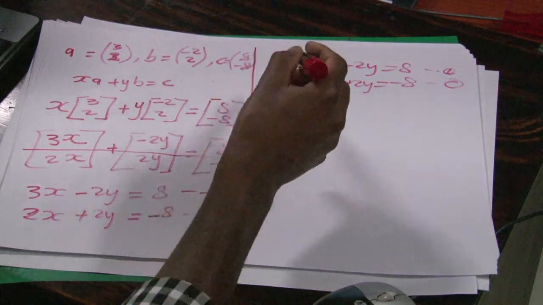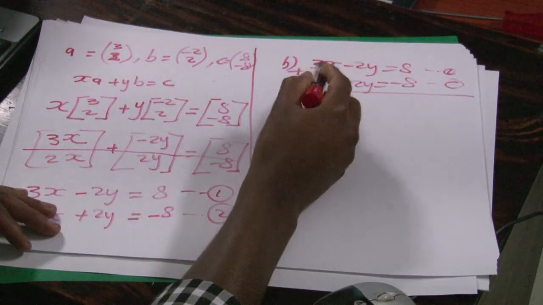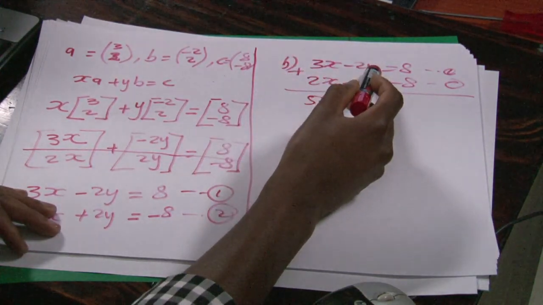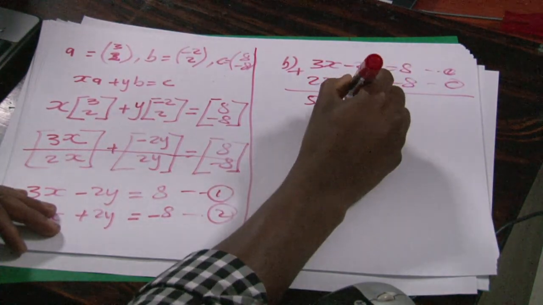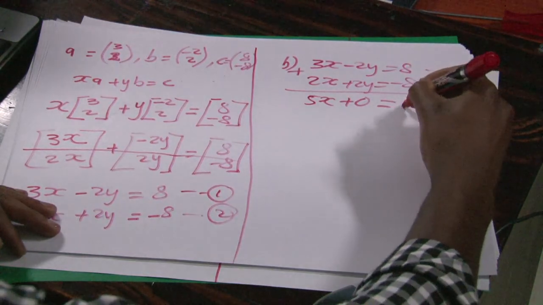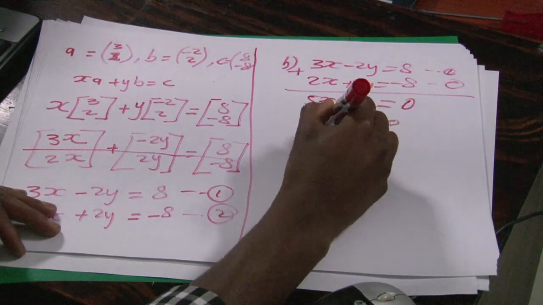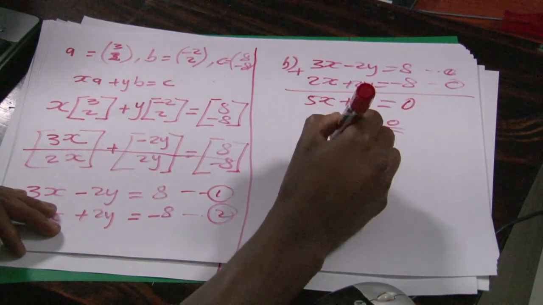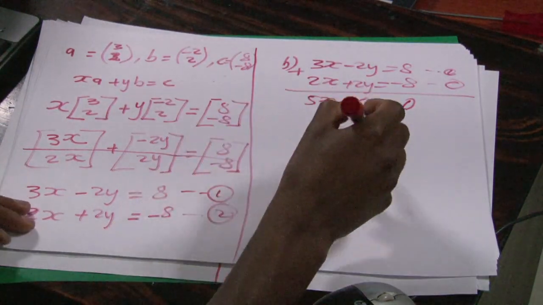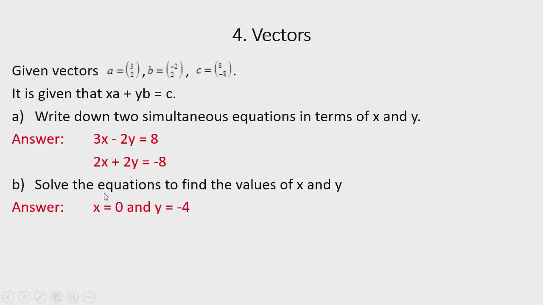What do you do? You add the two equations. 3X plus 2X gives you 5X. Minus 2Y plus 2Y gives you 0. It's equal to 8 plus -8, which gives you 0. Therefore, 5X is equal to 0. Divide both sides by 5, X is equal to 0, and 0 divided by any number is equal to 0. So our X is 0. That's how we got it there. On the screen, your X is equal to 0.